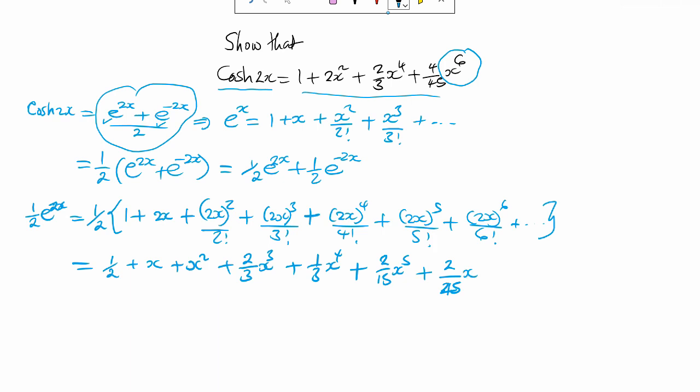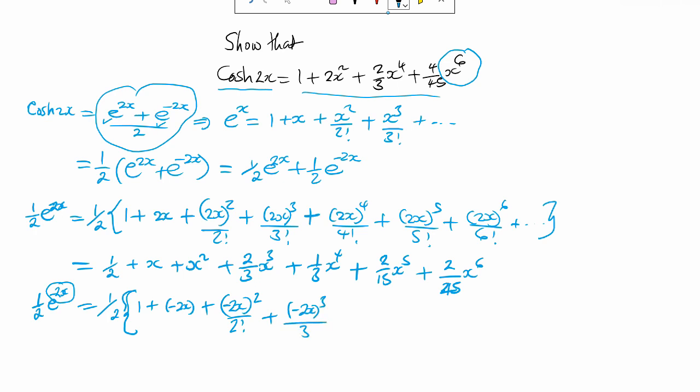Let's proceed and expand a half now, e raised to negative 2x, and this one will be a half into 1 plus negative 2x. Remember, here e is raised to negative 2x. This one is added to negative 2x raised to 2 over factorial 2. This one is added to negative 2x raised to 3 over factorial 3.